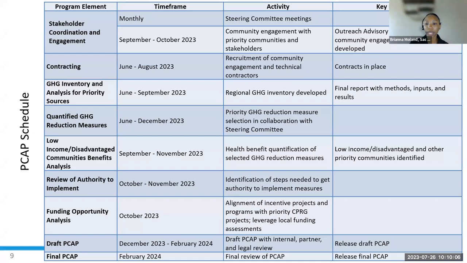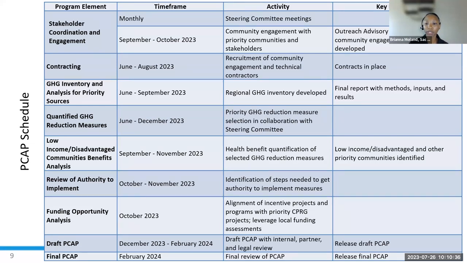We'll have a regional greenhouse gas inventory developed between June and September with a final report, methods, inputs, and results. Then we'll have a priority greenhouse gas reduction measure selection and collaboration with the steering committee between June and December. We'll have a health benefit quantification of the selected greenhouse gas reduction measures in September and November. And those low income and disadvantaged and other priority communities will be identified during that timeframe.